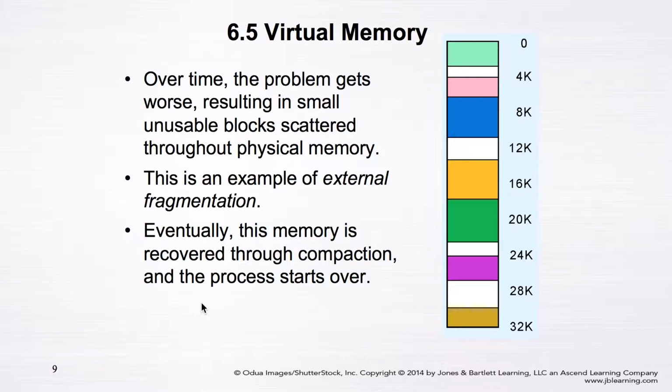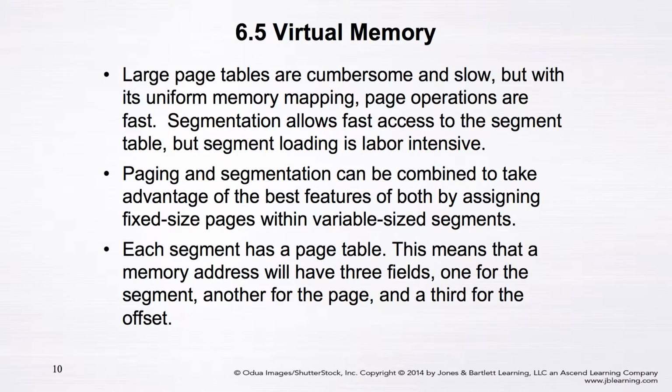We can see that over time the problem gets worse, resulting in smaller unusable blocks scattered throughout the physical memory. Maybe one piece here, another here, another here, and another here, scattered all around the physical memory. This problem we call external fragmentation, and eventually the memory is recovered through compaction and a process of starting over, which requires restarting and resetting everything. Large page tables are cumbersome and slow, but with its uniform memory mapping, page operations are fast. On the other hand, segmentation allows fast access to the segment table, but segment loading is labor intensive.